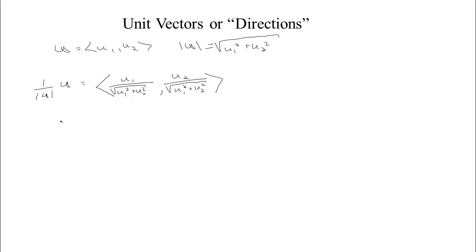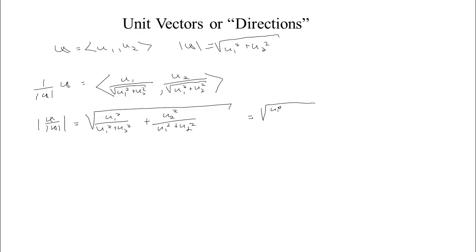Now the length of that vector, the length of u divided by its length, would be the square root of this first component squared, which is u1 squared over u1 squared plus u2 squared, plus the second component squared, which is u2 squared over u1 squared plus u2 squared. If you square the square root, you get u1 squared plus u2 squared. They have the same denominator, so we end up with u1 squared plus u2 squared over u1 squared plus u2 squared, which is 1, and the square root of 1 is 1.